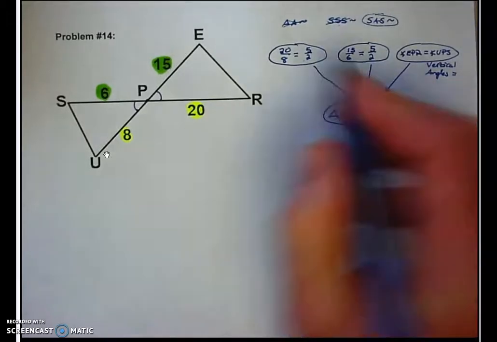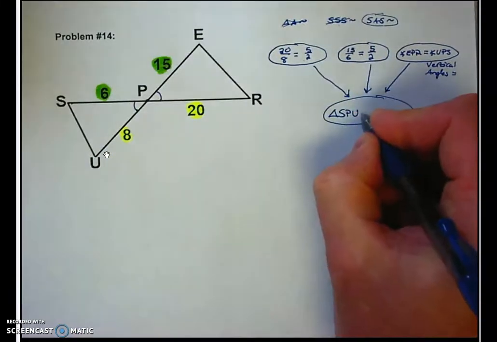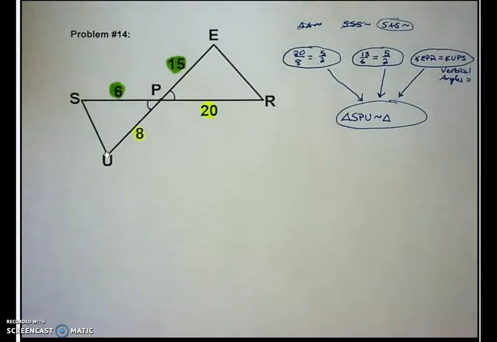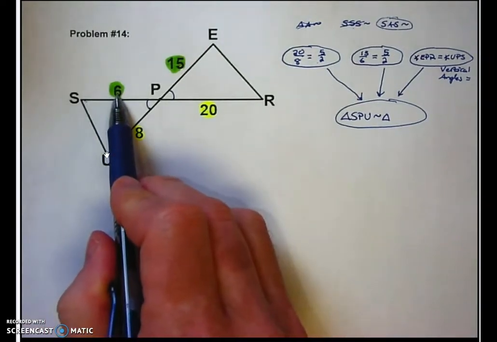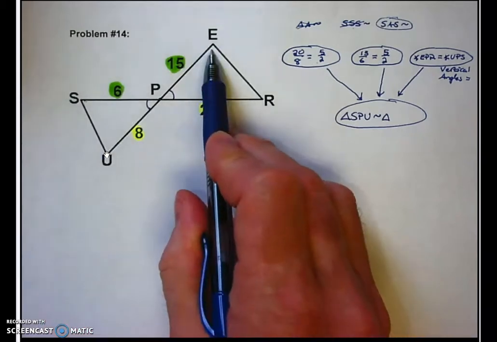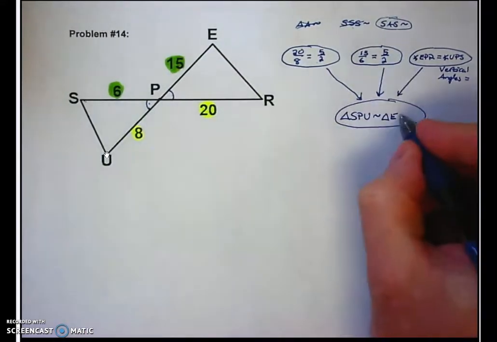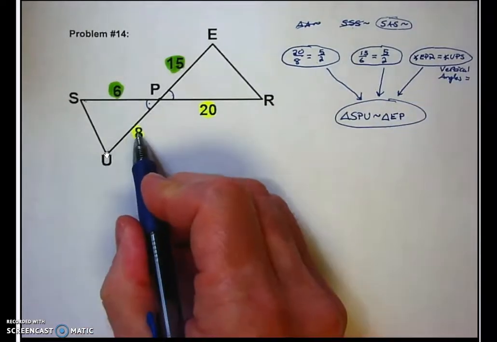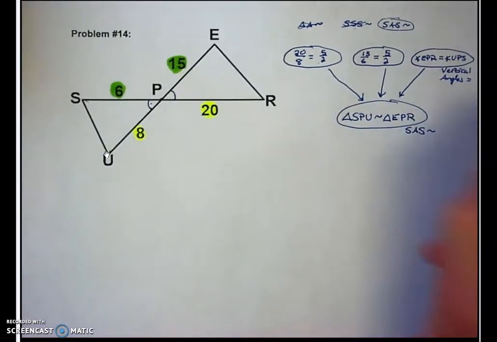So triangle SPU is similar to triangle, well, let's see, S is next to the green piece and it has no arc measurement. E is next to this green piece with no arc measurement. So I think E goes with S. P goes with P. And U, which is right by the yellow segment, would go with R. And my reason is SAS similarity.